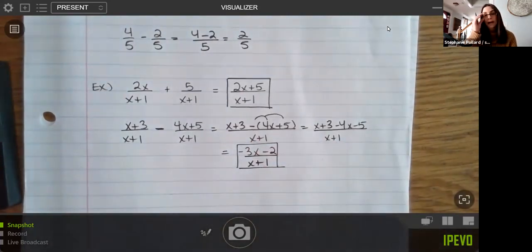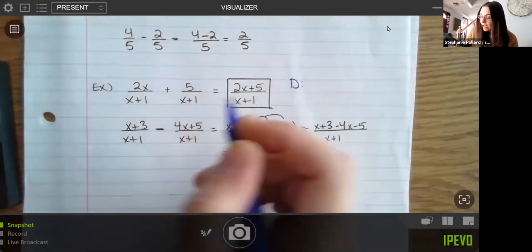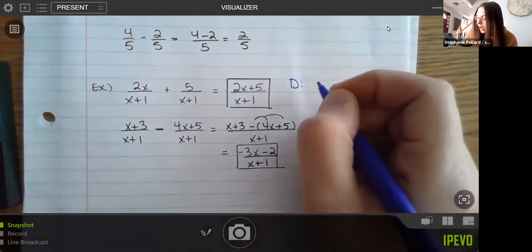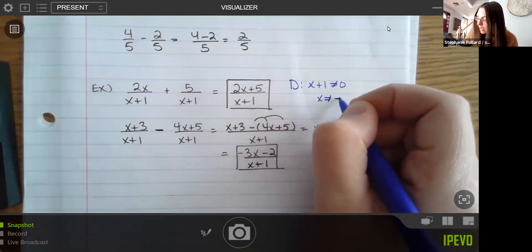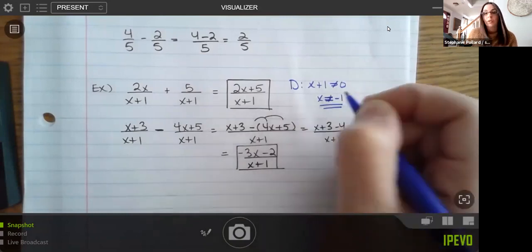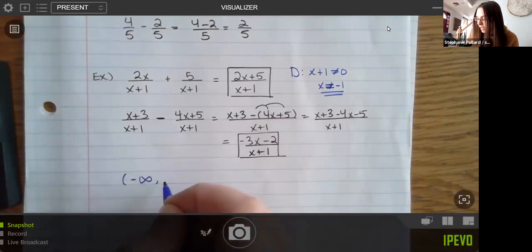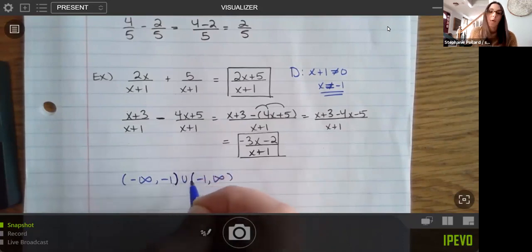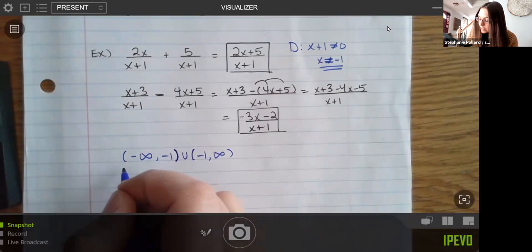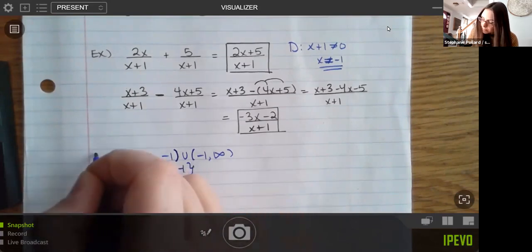And you do want to keep in mind still your domain. So in all of these cases, I have the same denominator. So I have to make sure that x plus 1 is not 0. So you do need to exclude that negative 1 value from your domain here. So in interval notation, negative infinity to negative 1, and then negative 1 to positive infinity. Using those parentheses, we can skip over that negative 1. Or in set notation, we're just going to exclude negative 1 here.